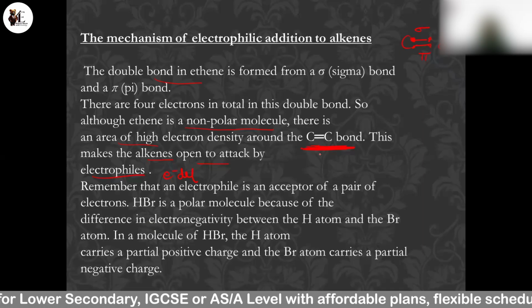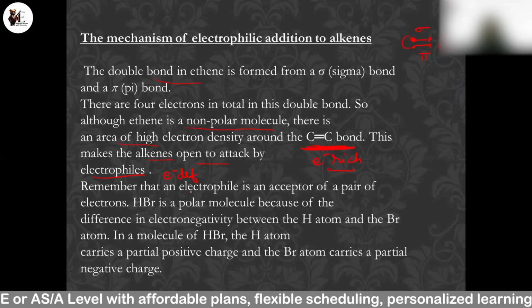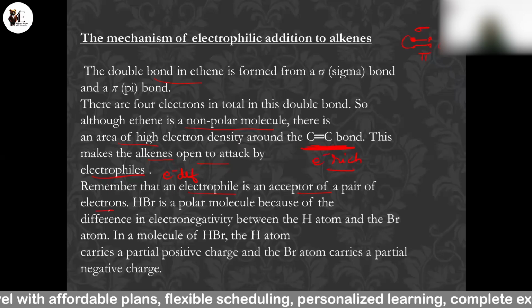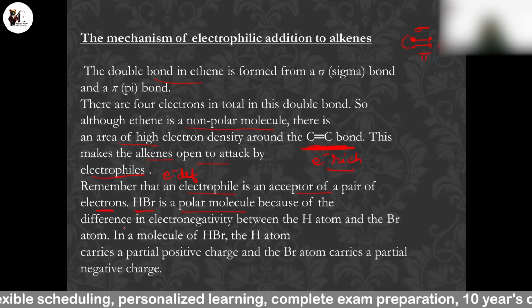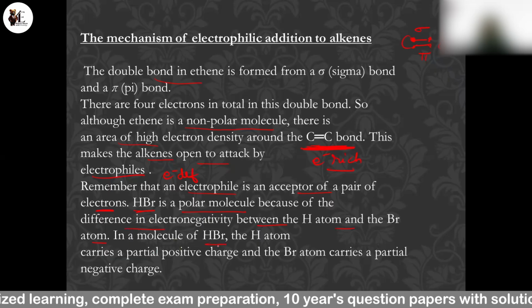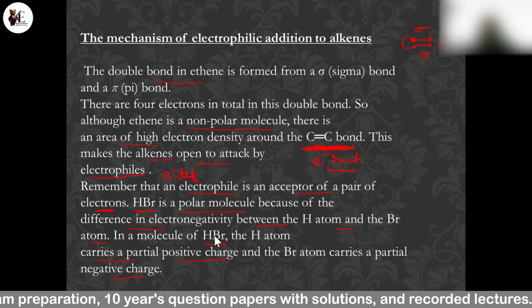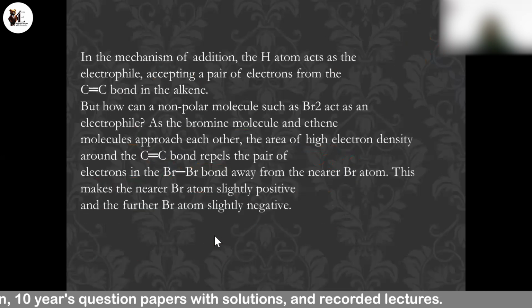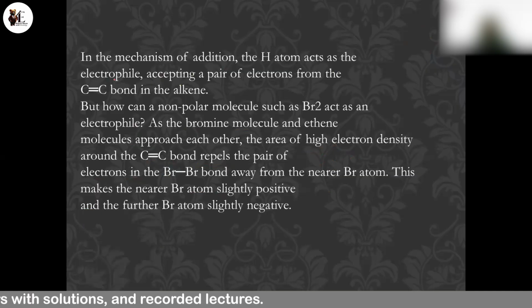Electrophiles are electron deficient, and can easily attack the electron-rich carbon-carbon double bond. Remember that an electrophile is an acceptor of a pair of electrons because it is electron deficient. HBr is a polar molecule because of the difference in electronegativity between hydrogen and bromine. In a molecule of HBr, the hydrogen atom carries a partial positive charge and the bromine atom carries a partial negative charge. So in the mechanism of addition reaction, the hydrogen atom acts as the electrophile which accepts a pair of electrons from the double bond in the alkene.